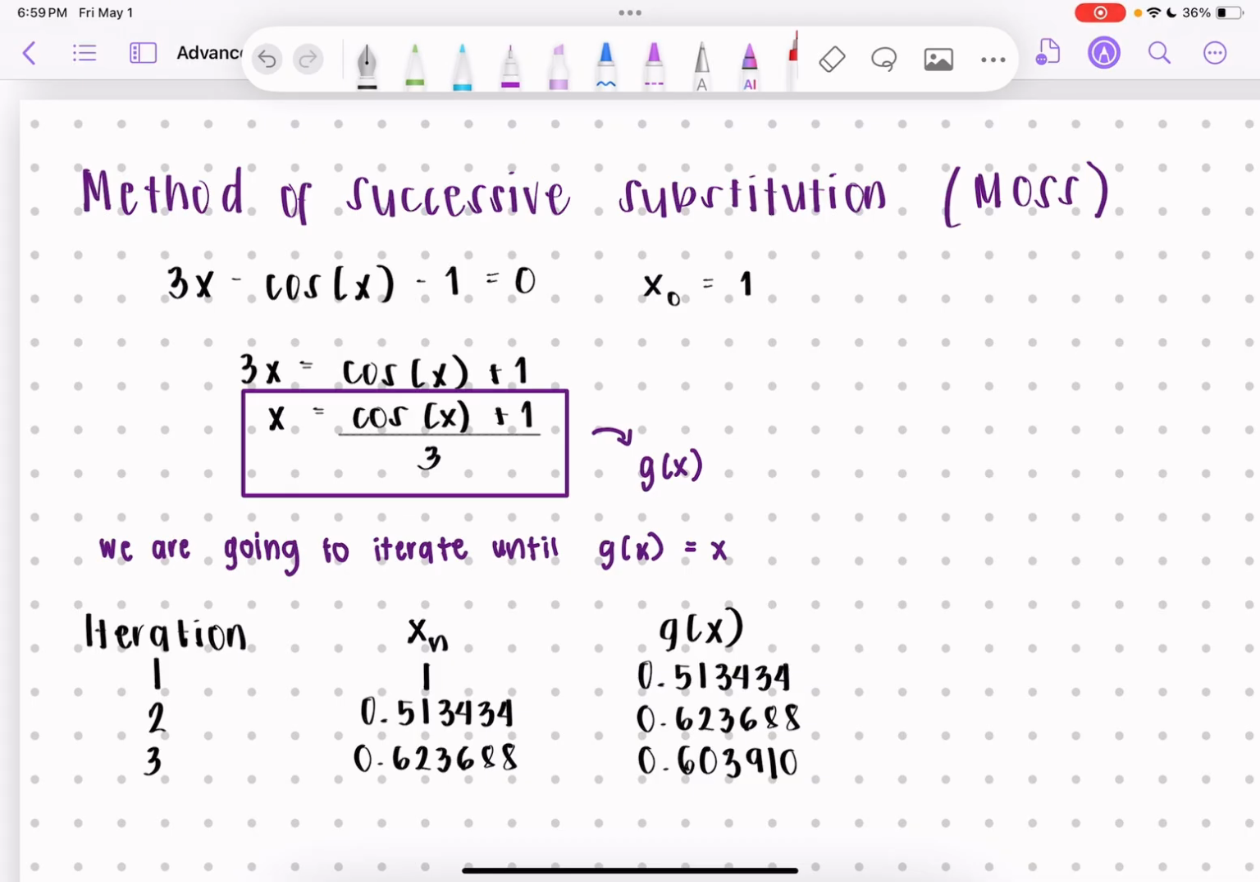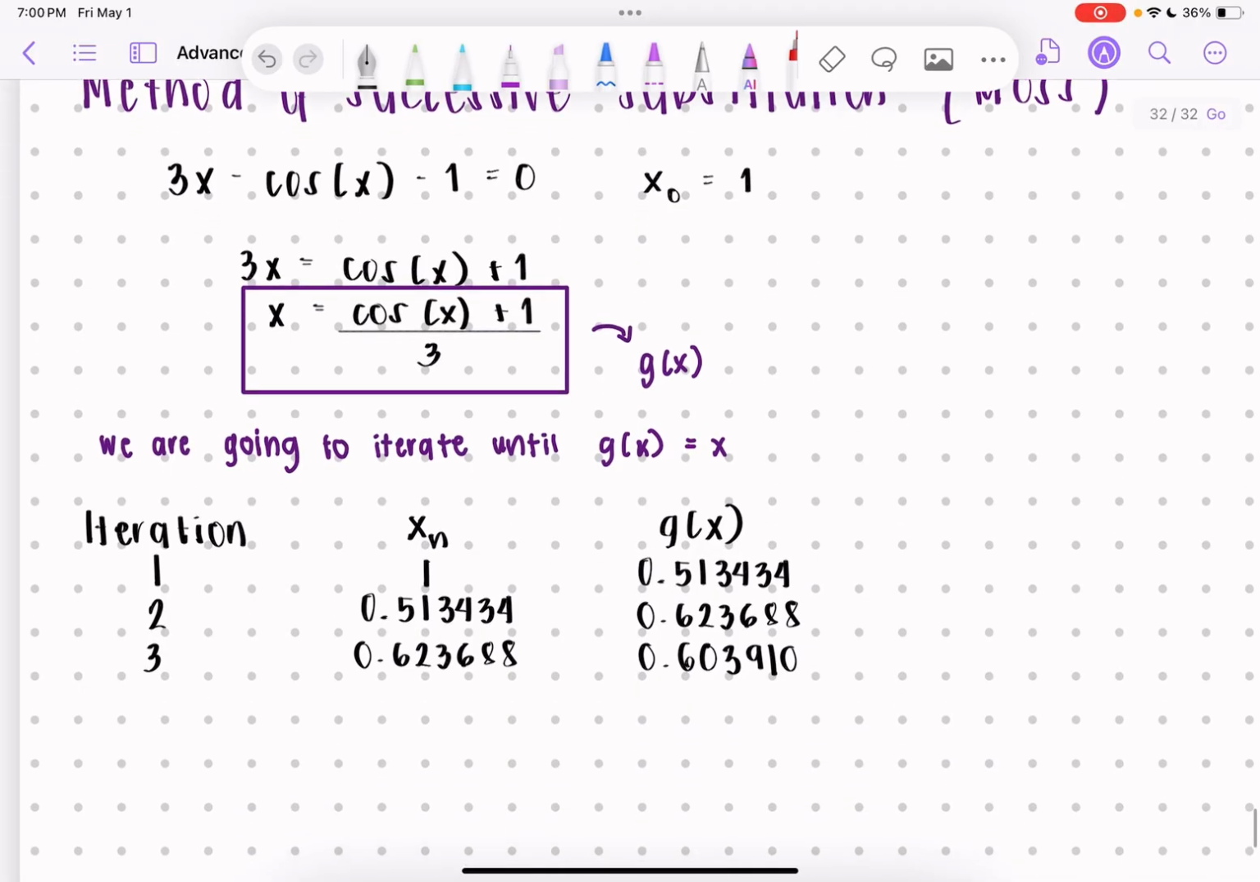For step 1, I just show the equation in terms of x. So that would be transposing this to the right side and the negative 1 to the right side, and then dividing by 3 to cancel the 3 right here. That would give us x equals cosine of x plus 1 divided by 3. Now this equation will be our g of x.